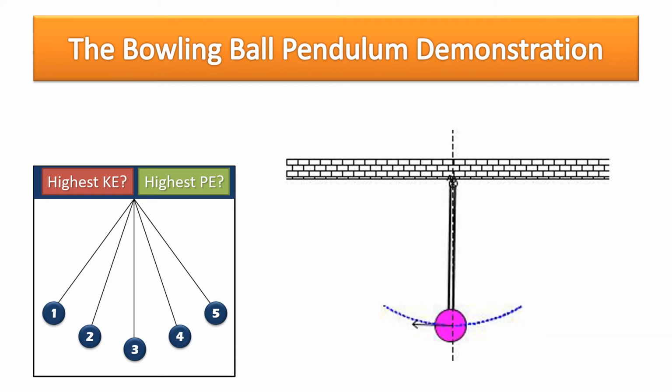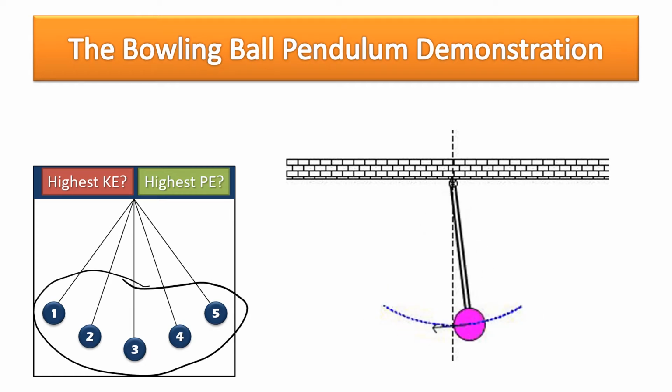So where would you say the highest kinetic energy is? And where would you say the highest potential energy is? At which of these positions? Pause the video and give me your answer.